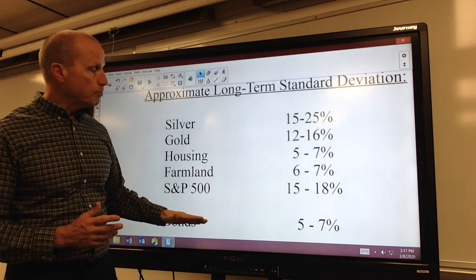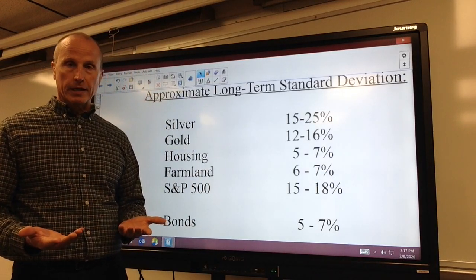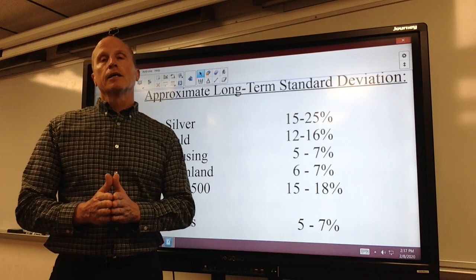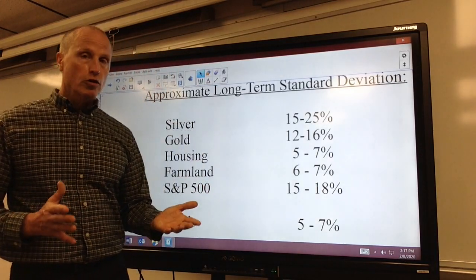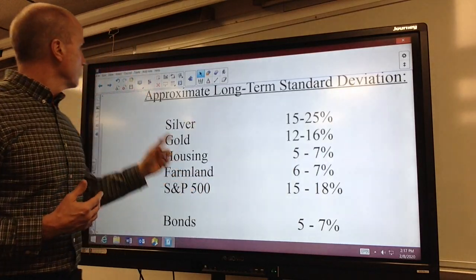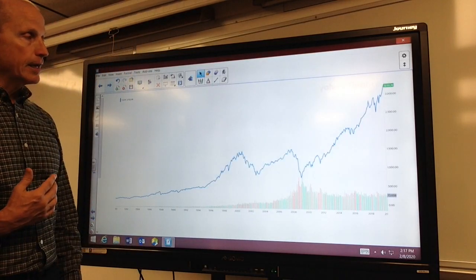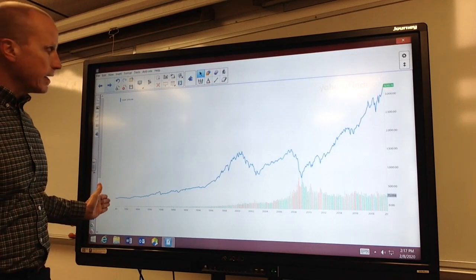However, bonds don't perform as well over a long period of time. So what you're really doing is taking away short-term risk, but you're hurting your long-term performance. Now let's look at a true graph of the S&P 500. This is going back to 1980.